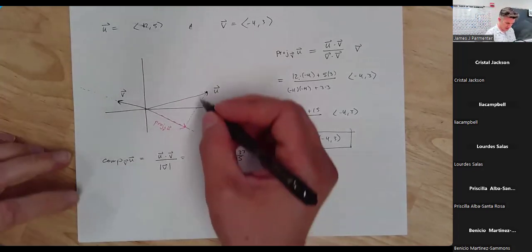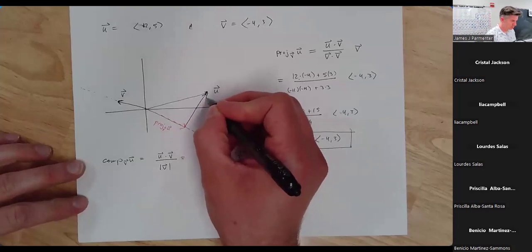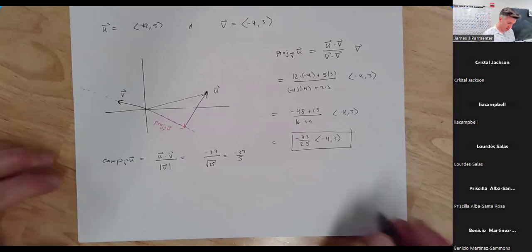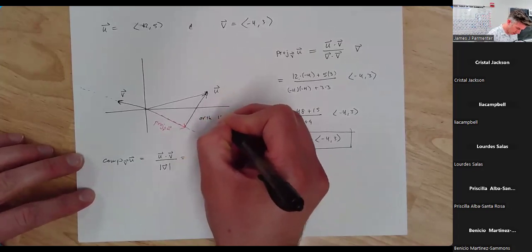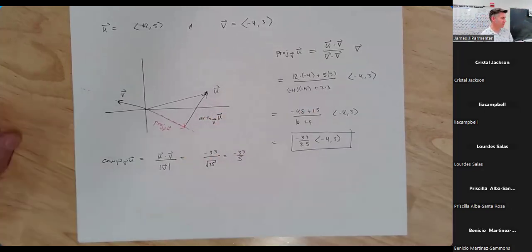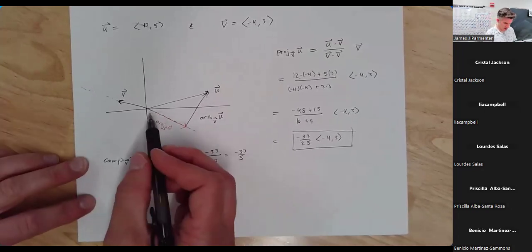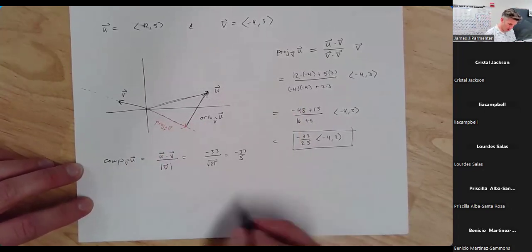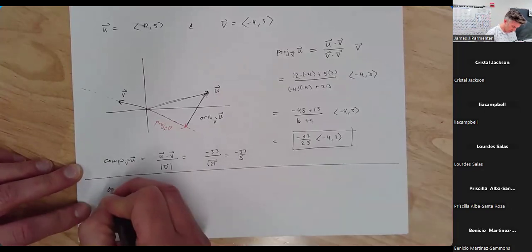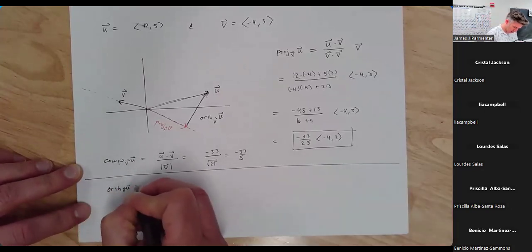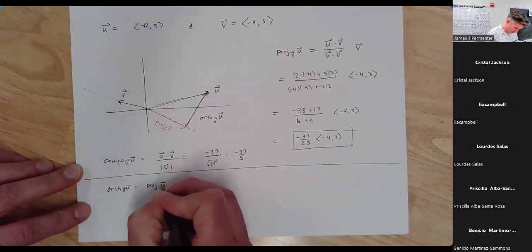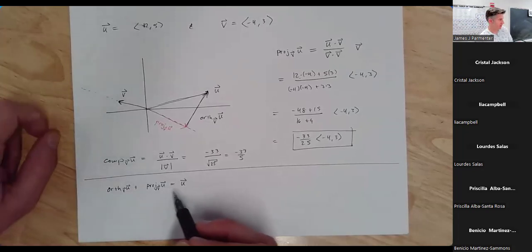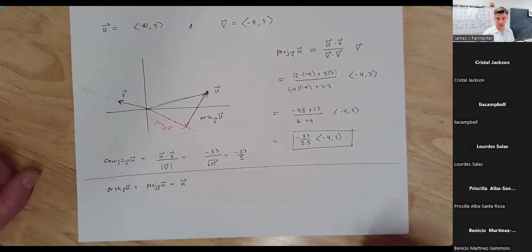One last thing, which I don't know if you talked about in class, but sometimes it's asked about, is this vector here. Not the projection, the orthogonal complement. The orthogonal complement of u onto v is really easy to find if you find the projection. Because the projection plus the orthogonal complement is equal to the vector u. So if you know the projection and the vector u, finding the orthogonal complement is just a subtraction problem.